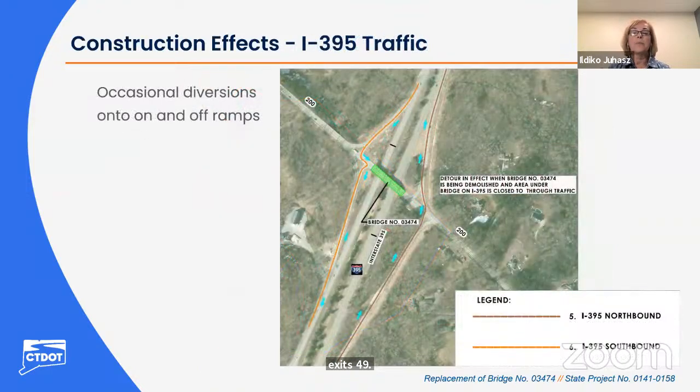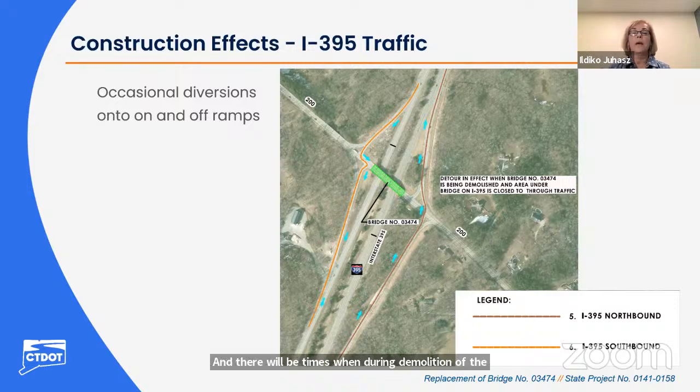And there will be times, during demolition of the existing superstructure and erection of the new bridge, when the northbound and the southbound lanes on I-395 may need to be closed for very short intervals. During these activities, traffic will be diverted onto the on and off ramps of exit 50 to bypass the construction site.